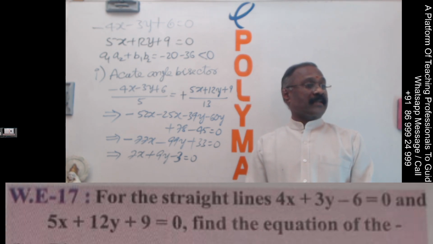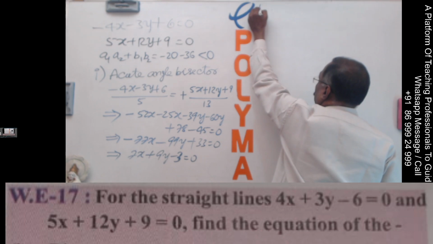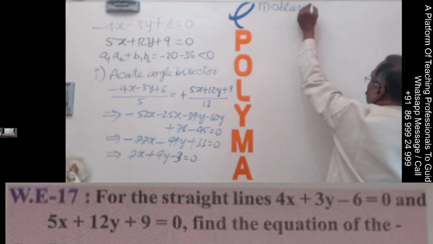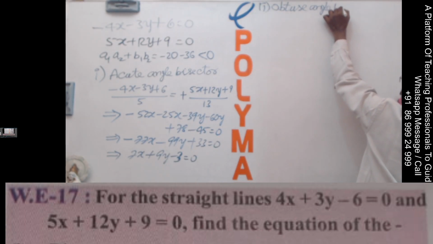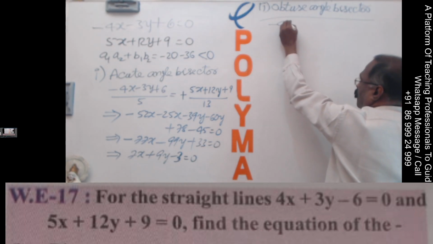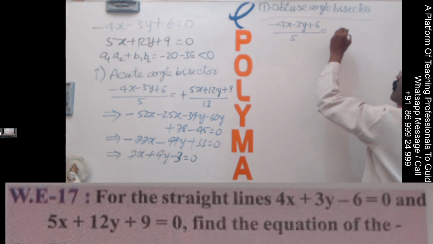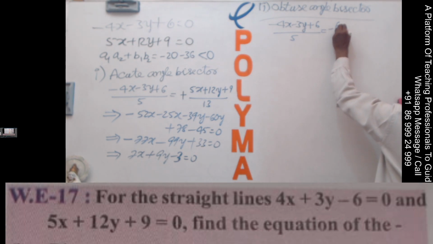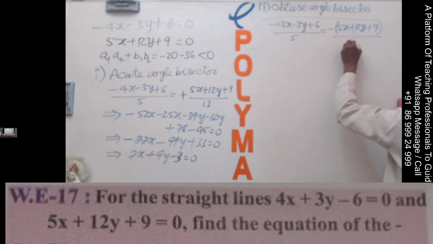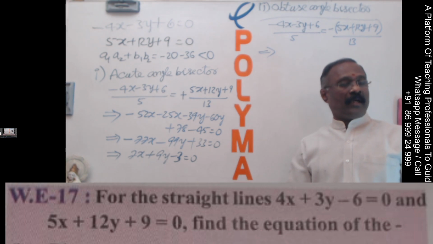If you want the obtuse angle bisector, what do you have to do? Just make it minus. So number 2, obtuse angle bisector: minus 4x minus 3y plus 6 divided by 5 is equal to minus of 5x plus 12y plus 9 divided by 13. We have taken plus for the acute angle bisector, we are taking minus for the obtuse angle bisector.